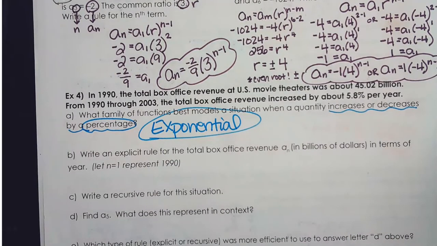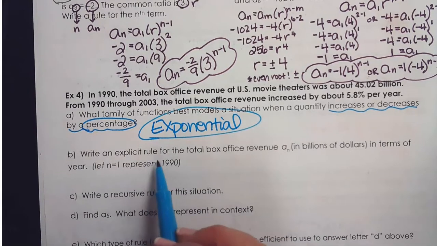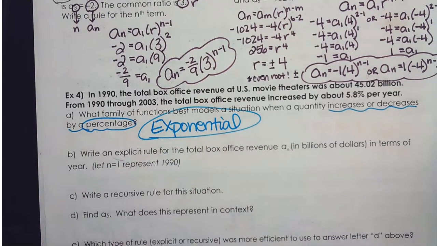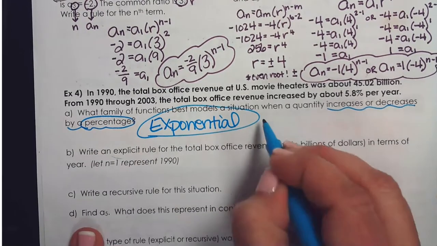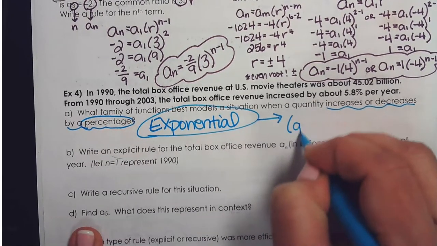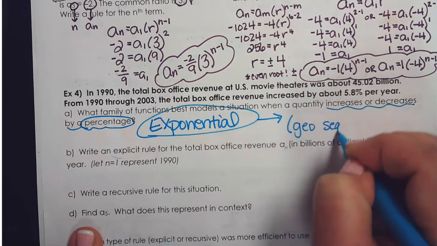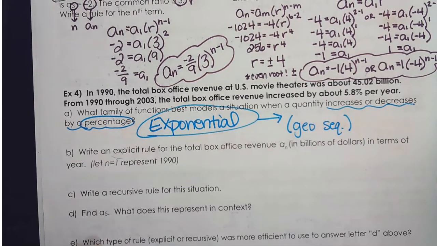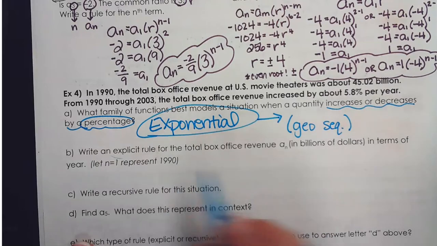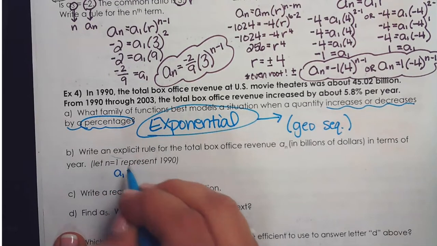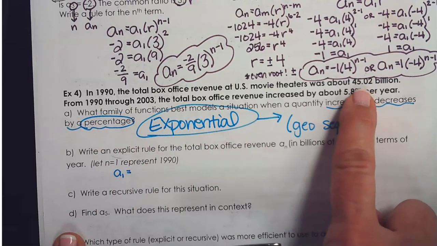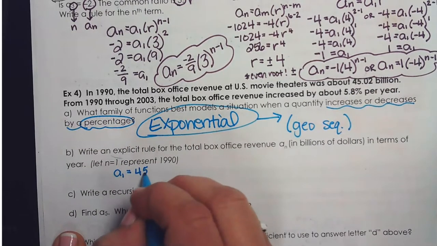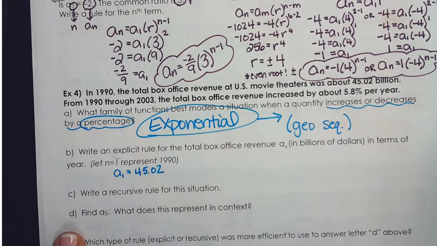So let's write an explicit rule. The explicit rules are the ones that we practiced today, for the total box office revenue in terms of the year. Well, if it's exponential, doesn't that imply a geometric sequence? So we can use our rules from today. What we need for an explicit rule is what A sub 1 is, and A sub 1 represents 1990. Doesn't it tell us that in 1990, it was $45.02 billion? And it says this is in billions of dollars, so we'll do that.